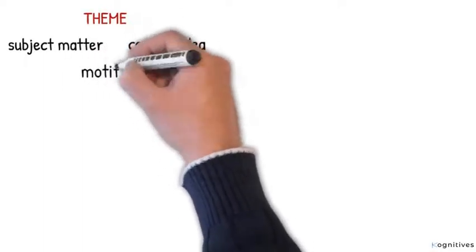Next is the theme. The theme is the subject matter or central idea of a play. A play or any work of art may have so many themes. The major theme that runs through the whole work, around which other minor themes revolve, is called the motif.